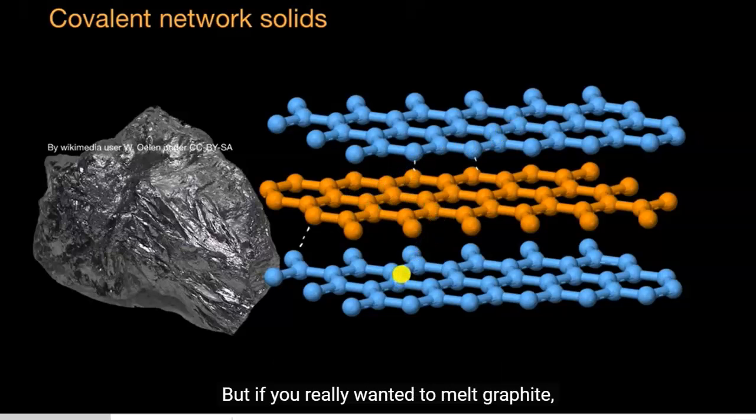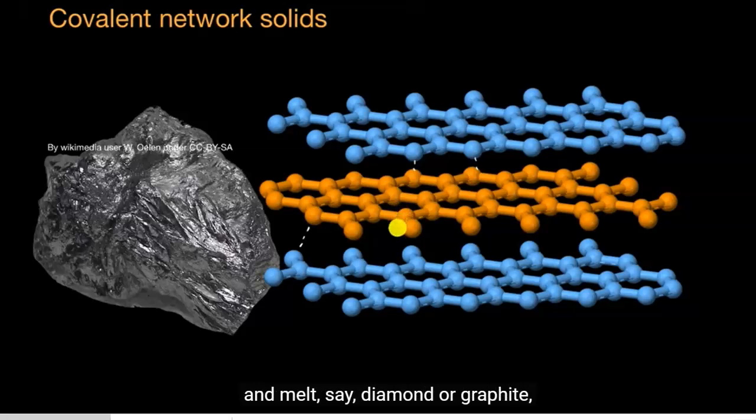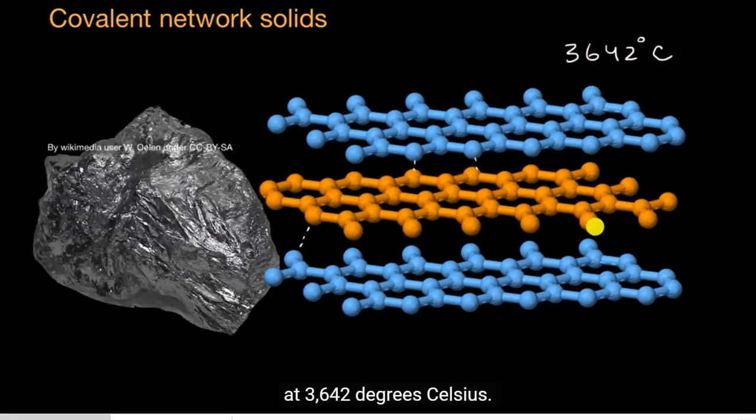But if you really wanted to melt graphite, you would have to break these covalent bonds. And so you can imagine, to overcome the covalent bonds and melt, say, diamond or graphite, it takes a very, very high temperature. Graphite, for example, sublimes at 3,642 degrees Celsius. The silicon carbide that we looked at the beginning of this video decomposes at 2,830 degrees Celsius.